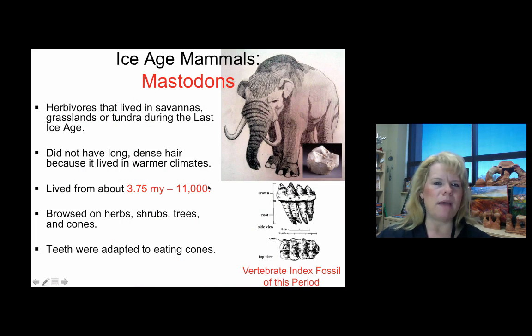So let's start with mastodons and talk about how their teeth were and why they're different from mammoths and so forth. Mastodons are herbivores that lived all throughout the Ice Age. As a matter of fact, these are probably some of the most successful elephants that ever lived, because they lived starting back in the Miocene all the way into the end of the last ice age. But some of the oldest fossils of most species date back to 3.75 million years ago, actually putting them in the Pliocene.